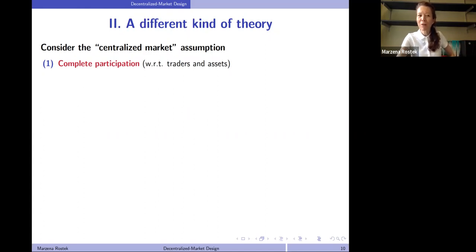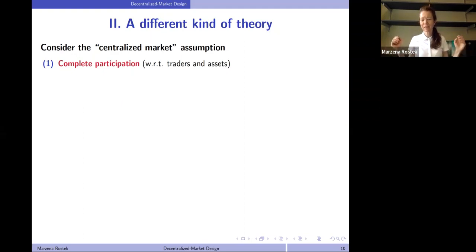But there is at least one other assumption implicit in the centralized market assumption. When trading is decentralized, we need to be explicit. We as modelers need to be explicit, or the market designer needs to be explicit, or a trading protocol needs to be explicit about the types of demand schedules allowed.